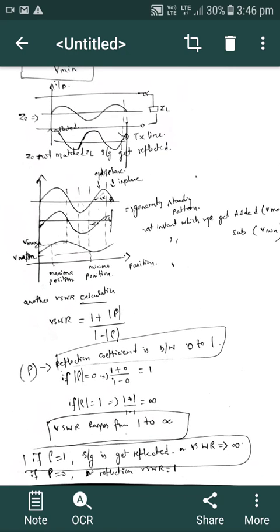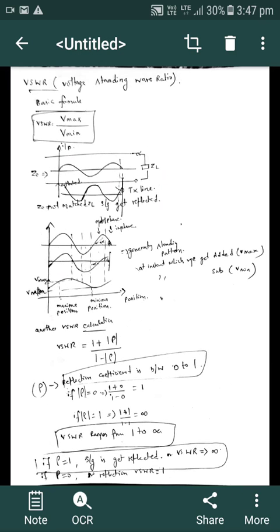If rho is 1, it indicates that 100% of the signal is reflected, and the VSWR value is infinity. If there is no reflection, the reflection coefficient is 0 and the VSWR value is 1. So the two basic formulas of VSWR are Vmax by V minimum, based on the maximum and minimum voltage, and the other based on the reflection coefficient. The reflection coefficient lies between 0 and 1, and depending on that, the VSWR lies between 1 and infinity.